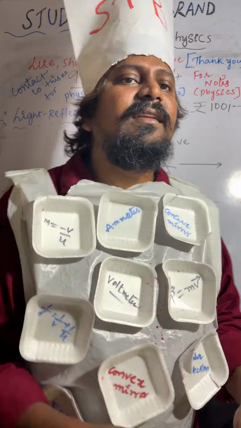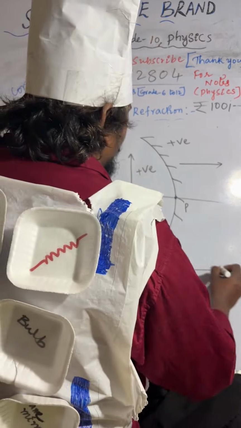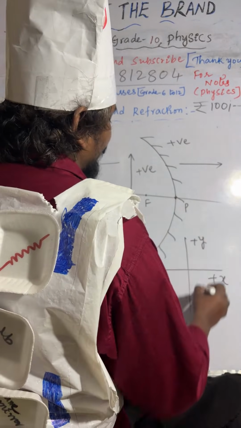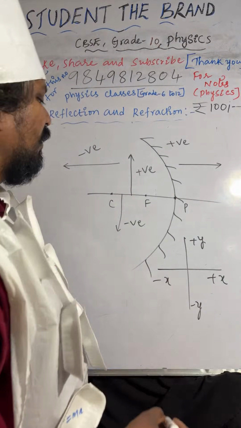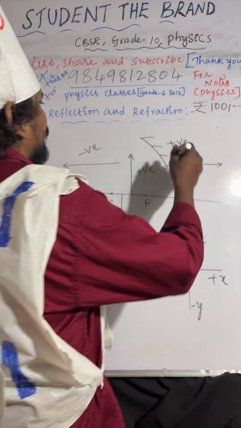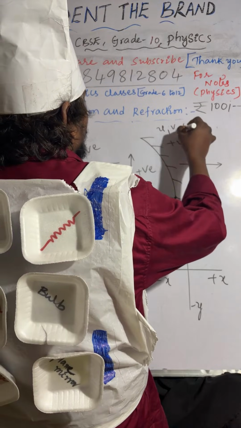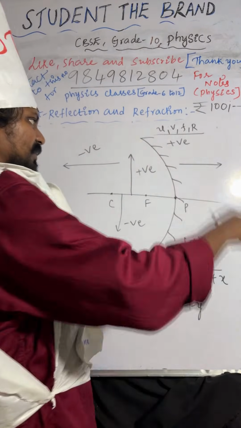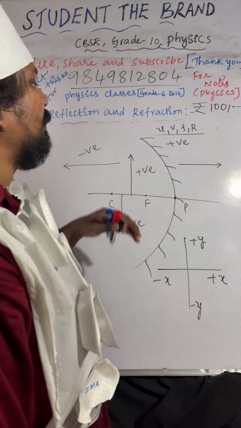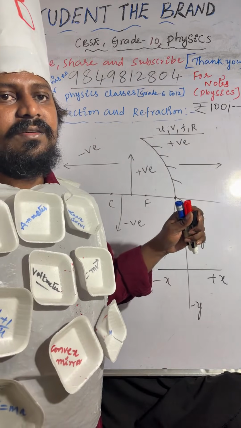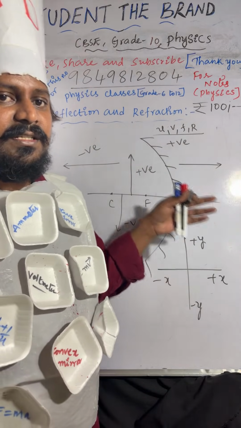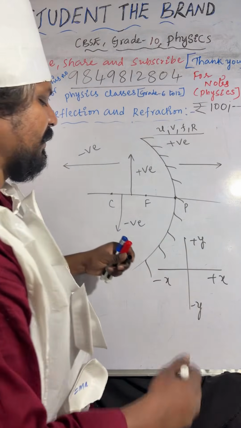Okay, so here you can see I am taking the positive x-axis, negative x-axis, positive y-axis and negative y-axis. All measurements will be taken from the pole. In the direction of incident rays, all are positive. Those are object distance, image distance, focal length and radius of curvature. Opposite to incident rays, all are negative. Above the principal axis, all are positive, and below the principal axis, all are negative. So this is about the new Cartesian sign conventions. I hope it is very clear.